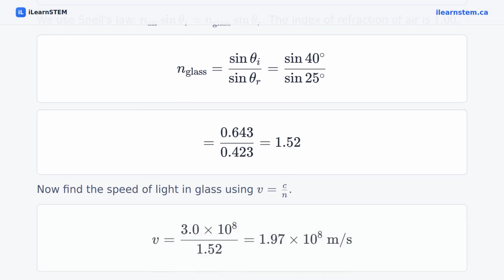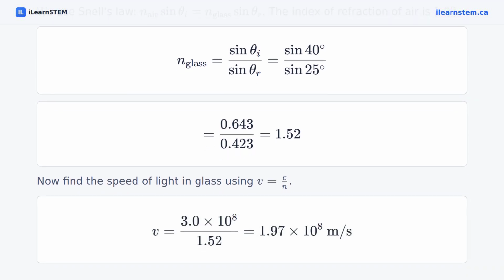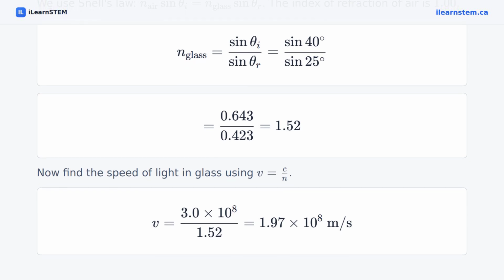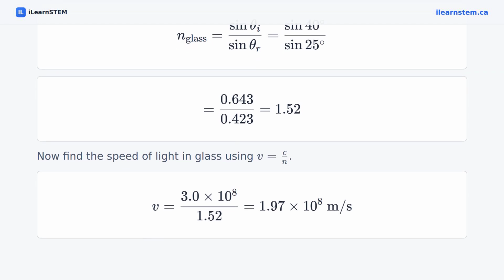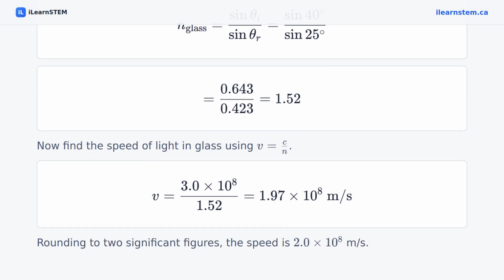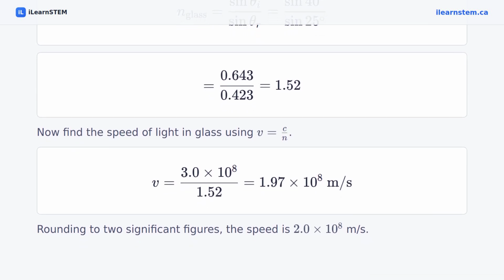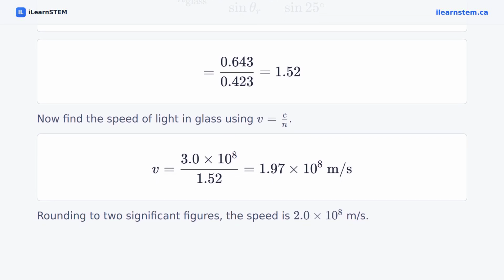N. Plugging in C equals 3.0 times 10 to the 8 meters per second, and N equals 1.52, we get V equals 1.97 times 10 to the 8 meters per second. Rounding to two significant figures, the speed is 2.0 times 10 to the 8 meters per second.